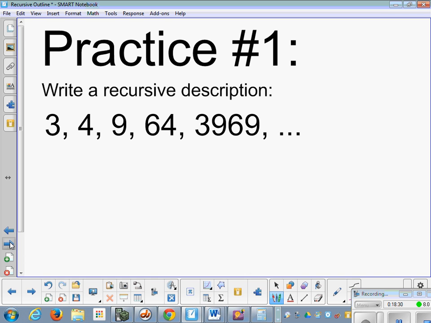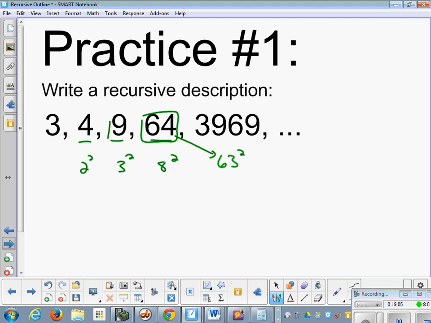Multiplying, multiply by 2, add 1. That pattern doesn't follow. So I'm just thinking in my head, and I'm looking at this. This is 2 squared, and this is 3 squared, and this is 8 squared. Let's see if that helps. What is 3969? I get my calculator and I take the square root and I find out that that is 63 squared. Oh, that's interesting.